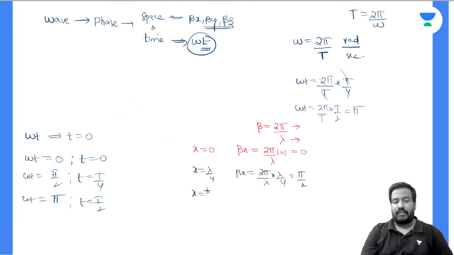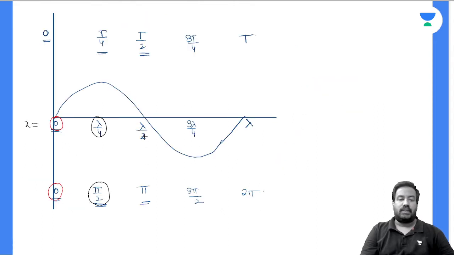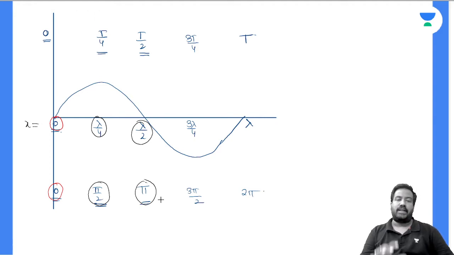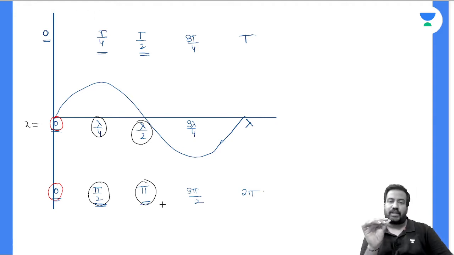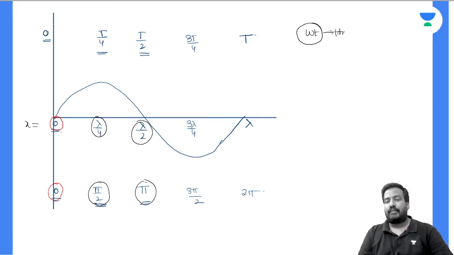Similarly, when x is lambda by 2, beta x is 2 pi by lambda into lambda by 2, that's pi. Therefore, I can say beta x is giving you the change of phase with respect to space. So omega t will give you change of phase with respect to time, and beta x will give you change of phase with respect to space.